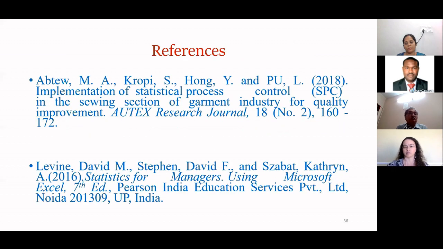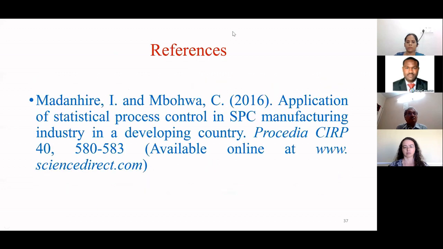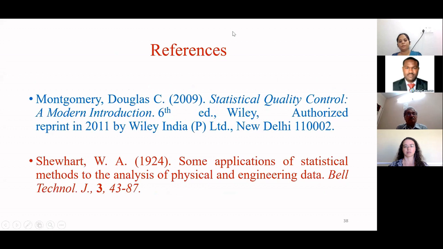Now we are given the references: Apu and others in 2018. Again, they have given the Levin and Stephen and Silva book. Next, Badnar and Mahoba, 2016. And the Montgomery book, published in the 2009 edition, it is the 6th edition. And the Shewhart paper that appeared in 1924.